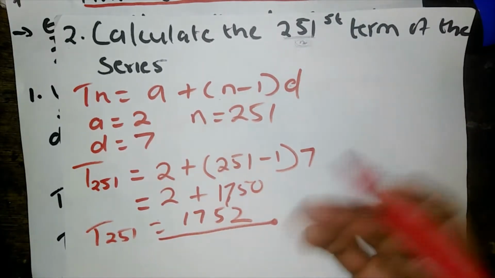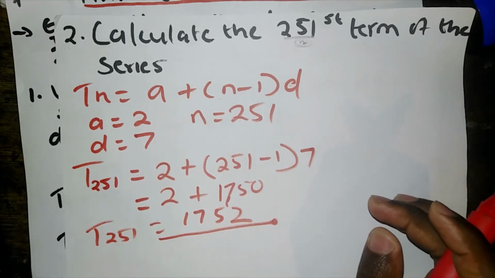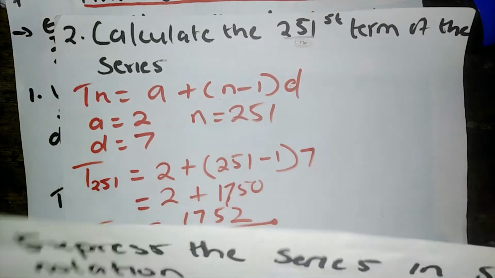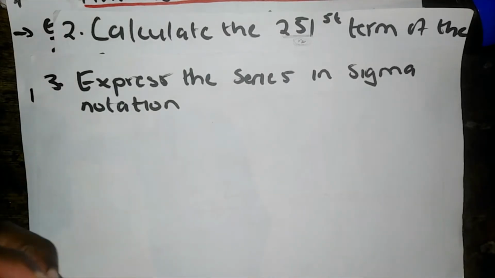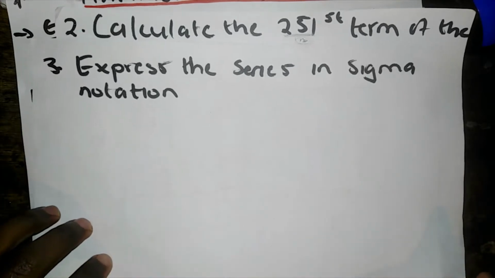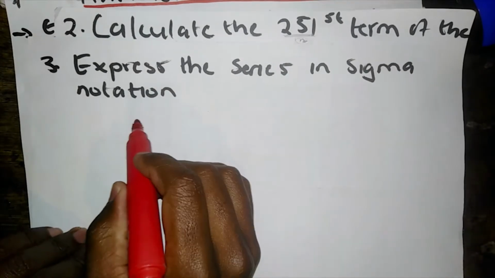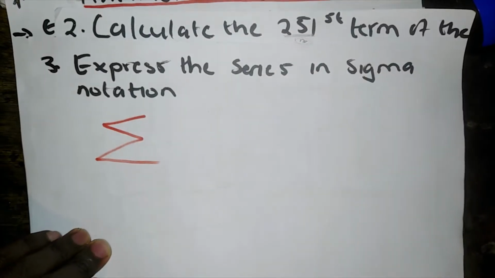Then we move on to number 3. Number 3 asks us to express the series in sigma notation. Guys, this is simple. You must understand this sigma. It's a Greek symbol. This thing we call a sigma.